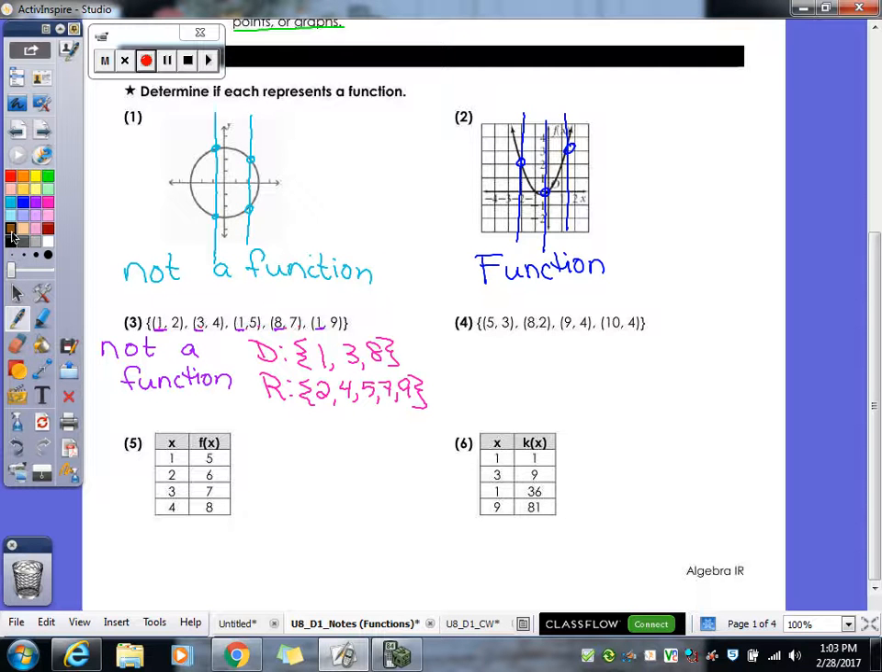So let's take a look at number 4. So again, we got to first determine if it's a function. So I go through and I look at my x values. I got a 5, an 8, a 9, and a 10. Would that be a function? Yes, because none of our x values are repeated.